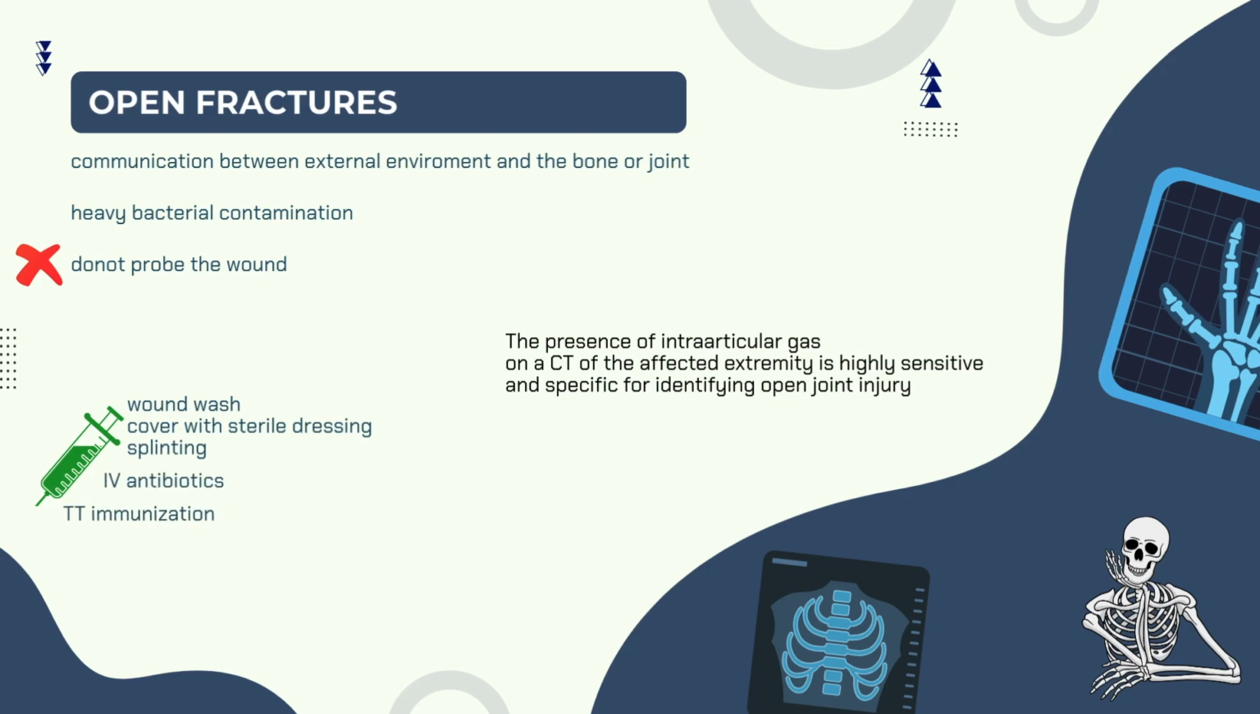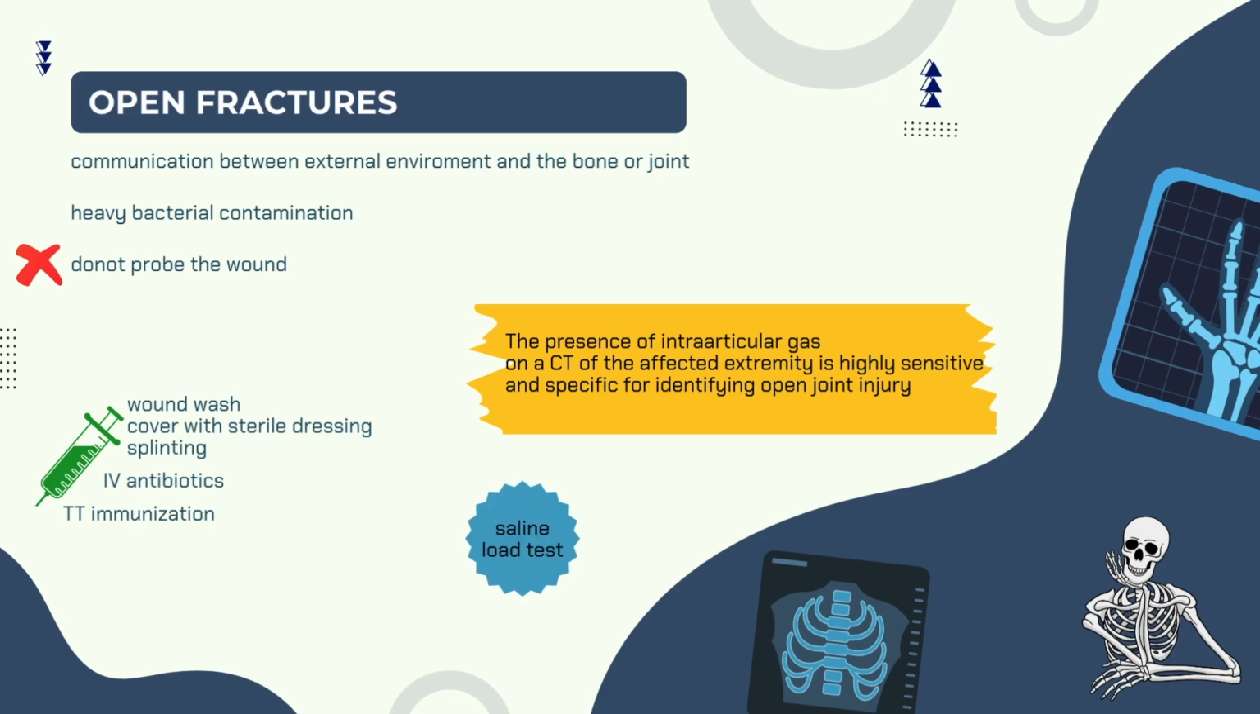Sometimes a joint can be open along with the fractures. The presence of intra-articular gas in a CT of the affected extremity is highly sensitive and specific for identifying an open joint injury. In the absence of such findings, it is difficult to identify an open joint. In such cases, we can do a saline load test. 10 ml of saline can be injected into the joint cavity to observe whether it is extravasating through the wound or not. If the loaded saline is coming out through the wound, then that is an open joint.